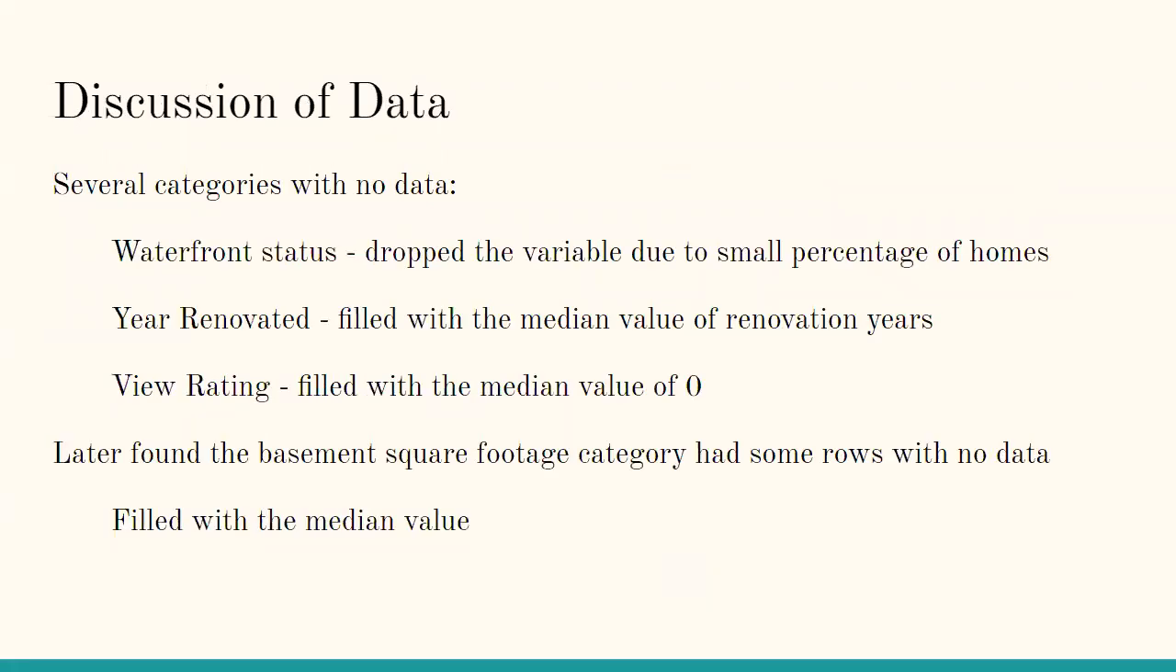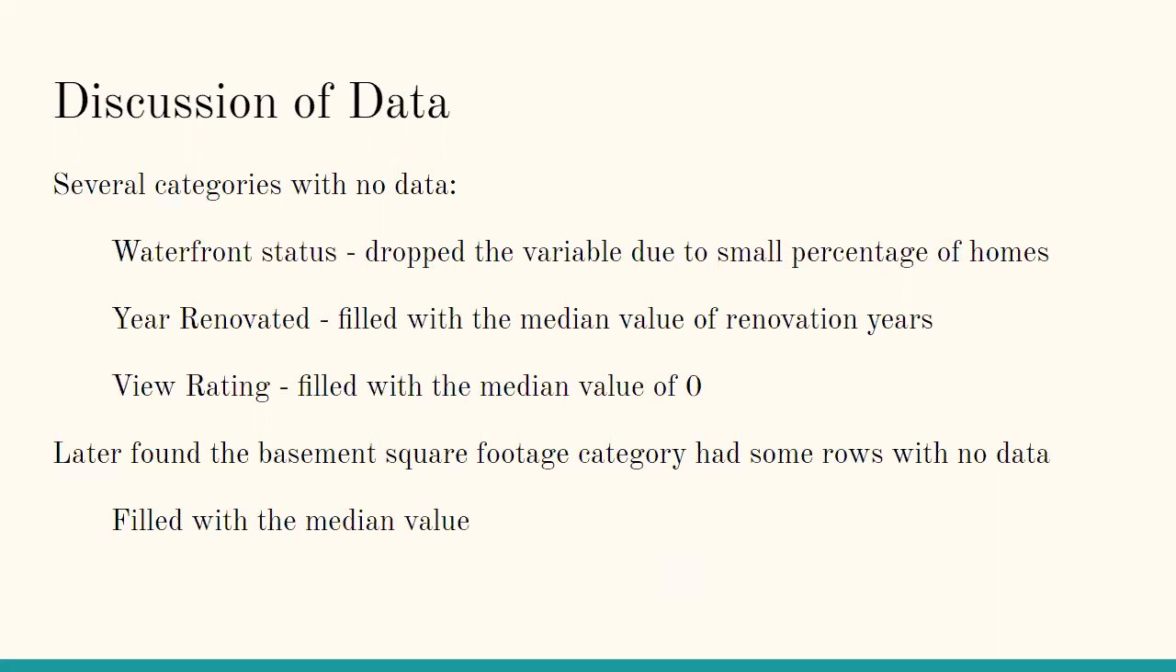First, I'd like to discuss the data. I had several categories that had missing values. So the first one was waterfront status. The way that I dealt with this is I looked first at whether having a waterfront status increased the price, and it does. So at first I wanted to keep it. However, when I researched it a little more, there was a very small percentage of homes that actually had data on them. And so I ended up dropping the column altogether.